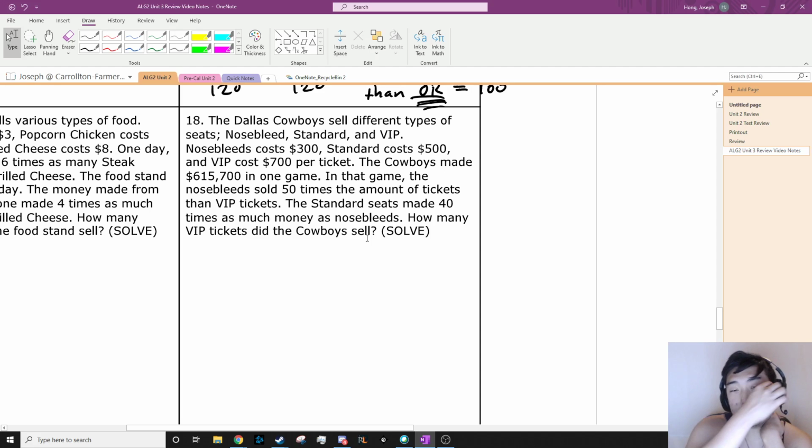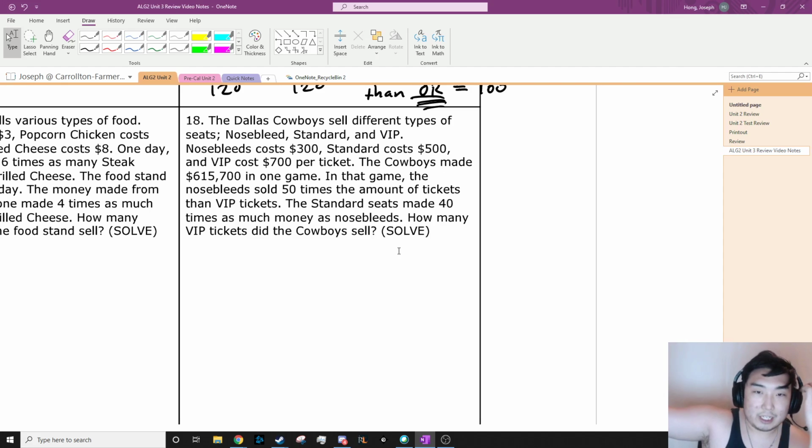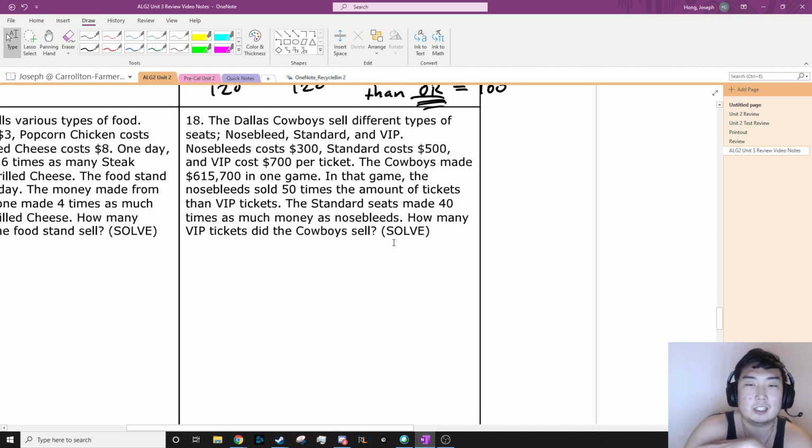The Dallas Cowboys sell different types of seats. Nosebleeds, which is the highest, like if you're at the Cowboys game. I guess that question doesn't age well because I wrote this last year, but the nosebleeds is the highest of the stadium, so you're not going to be able to see most things. You can see like a bird's eye view, super up. Standard, which is kind of like you're in the middle, and then VIP is like you are so close to the ground. Nosebleeds cost $300, standards cost $500, and the VIP costs $700.